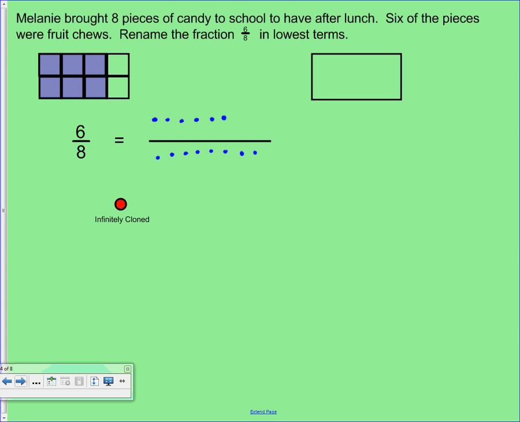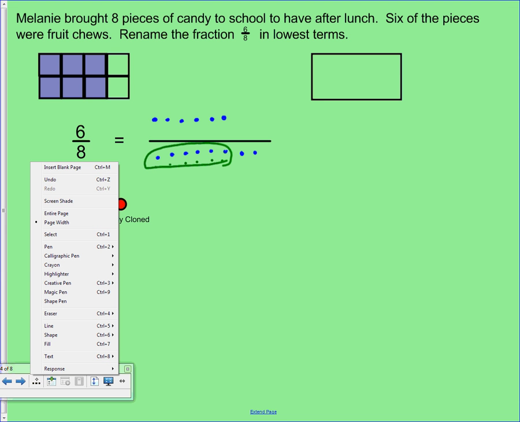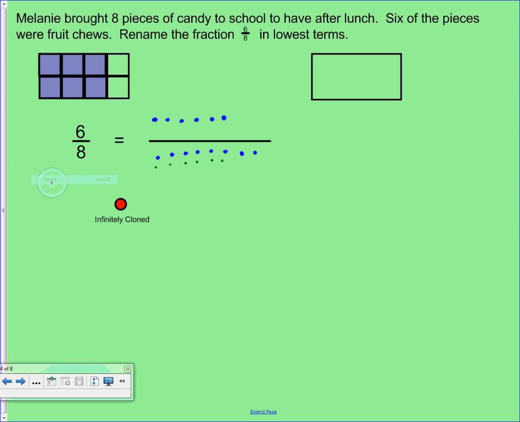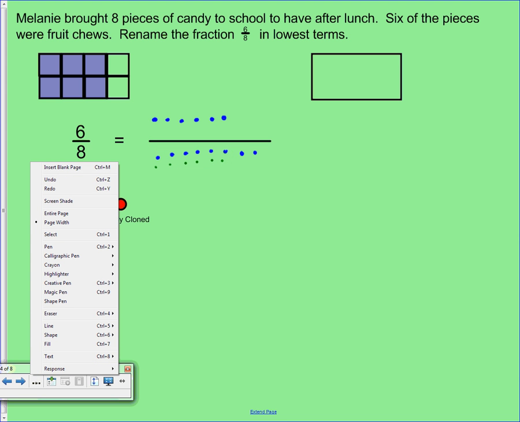Again, I want to make the biggest group that I can, or a group of the most that I can. So can I make a group of 8 on top? No, I can't, because I only have 6. Okay, can I make a group of 6 on bottom? I could, but this time, if I was to make a group of 6 on bottom, 1, 2, 3, 4, 5, 6 on bottom, I would have 2 that are not in a group, and I can't have that. Everything has to be even.